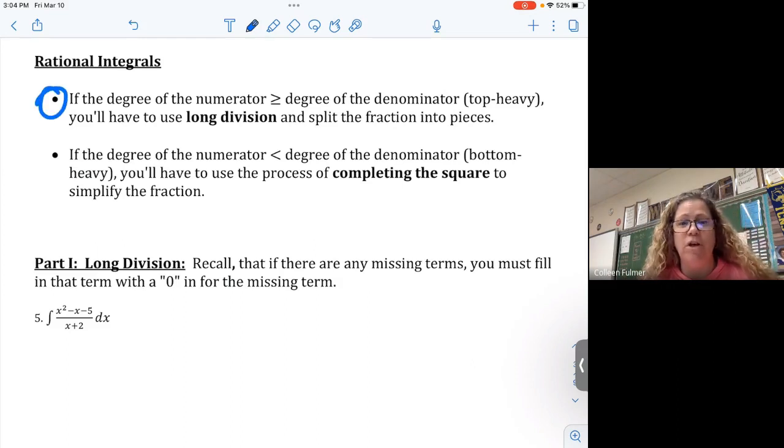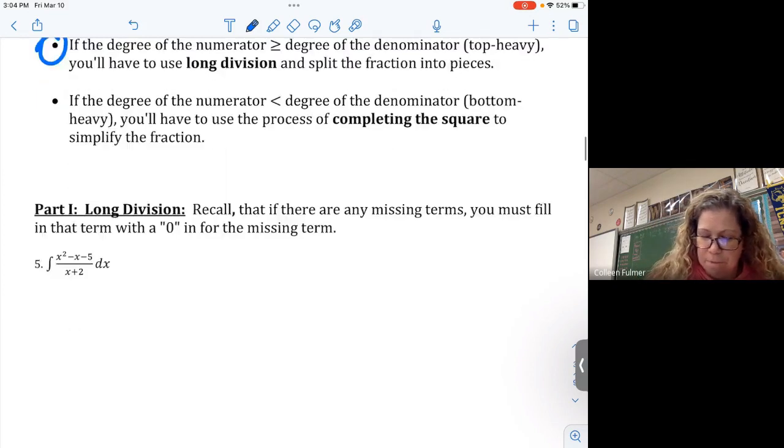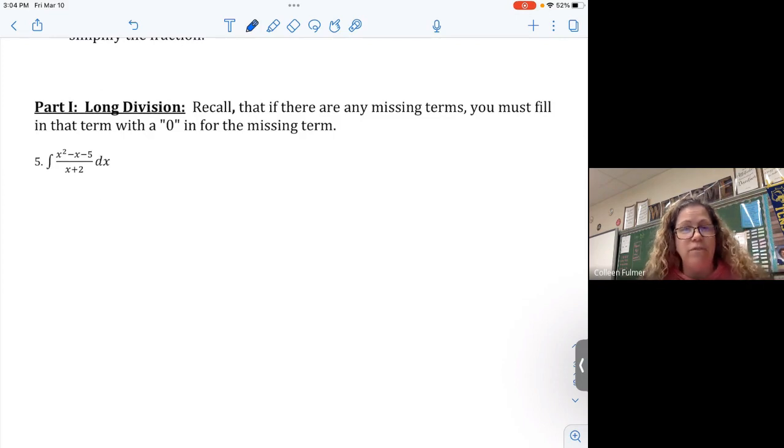All of the problems that we're going to do here are going to be top heavy or they're going to be equal. So the degree of the numerator is going to be more or equal to the degree of the denominator. Okay, so in this one the degree of the numerator is 2, the degree of the denominator is 1. So I'm going to use long division because there's no way I can split this up any other way. The top doesn't factor. It would be nice if the top could factor into x plus 2, x minus something, and then the x plus 2's can cancel, and then it's a really easy problem. But that's not going to happen here.